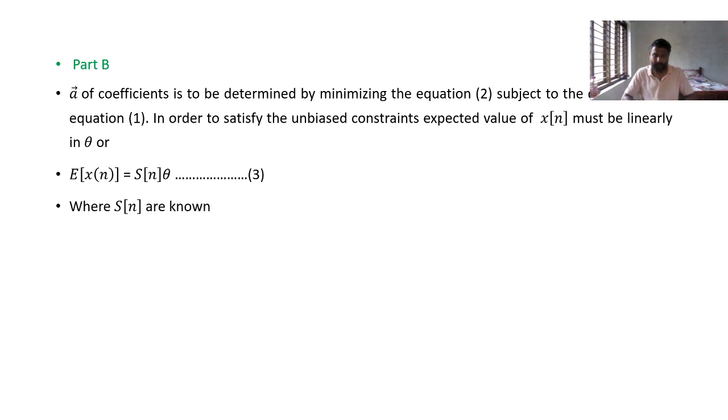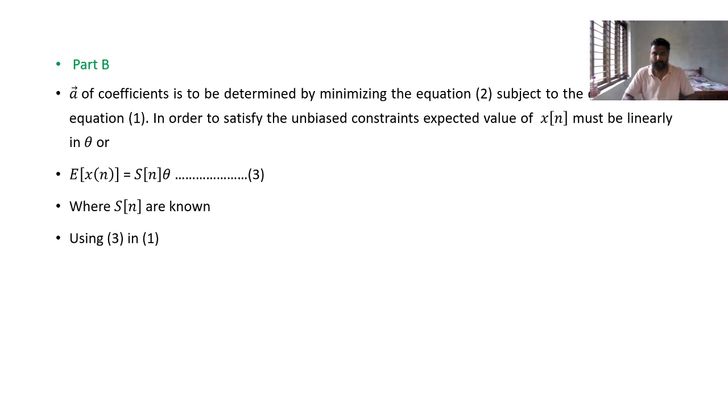The vector A of coefficients is to be determined. To determine it, we have to minimize equation 2 subject to the constraint of equation 1. To satisfy the unbiased constraint, the expected value of x of n must be linear in theta. That is, the expectation of x of n is s of n times theta, where s of n is known. So put equation 3 in equation 1.